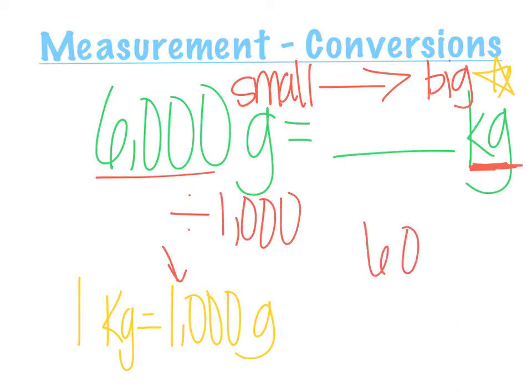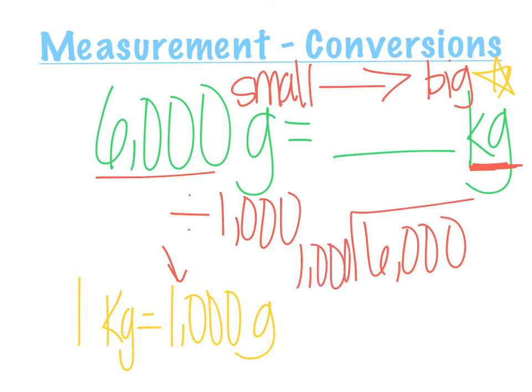So let's do that. Let's do 6,000 divided by 1,000. What would that give me? Excellent. I would just think to myself, how many times can 1,000 go into 6,000? 6 times. So 6,000 grams equals 6 kilograms. Good job. Let's try just one more.